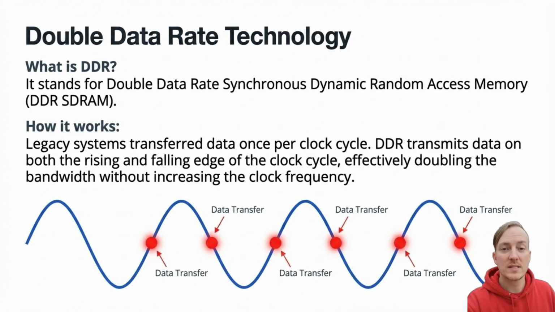You'll hear the term DDR constantly. It stands for Double Data Rate Synchronous Dynamic RAM. In the old days, legacy systems transferred data once per clock cycle. DDR revolutionized this by transmitting data on both the rising and the falling edge of every single clock cycle. This effectively doubled the data bandwidth without requiring a faster clock frequency.